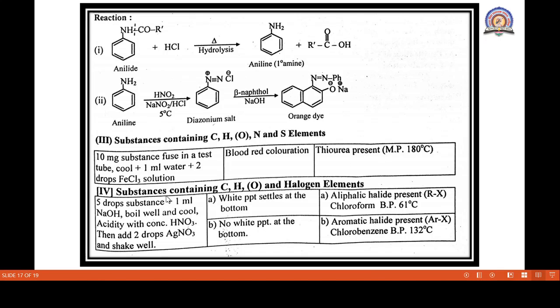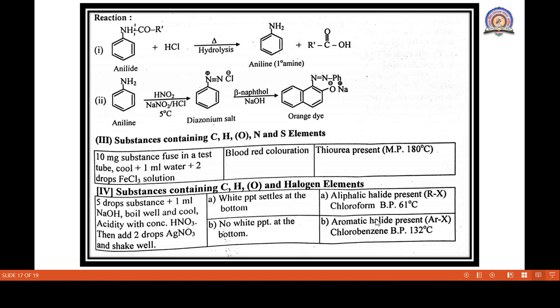Okay, then the next is the substance containing C, H, O and halogen elements. For that we take the substance, we add NaOH, boil well and cool it, acidify with concentrated HNO3, then add 2 drops of AgNO3 and shake well. What we observe is, if we get a white PPT settling at the bottom, then aliphatic halides are present. In that, chloroform is there. By taking the boiling point of that chloroform, we get the chloroform aliphatic halides. Okay, then if we never get a white PPT, then aromatic halides are present.